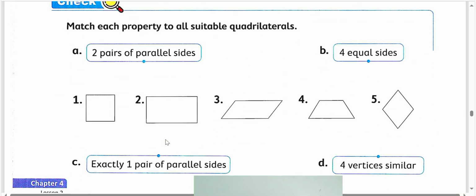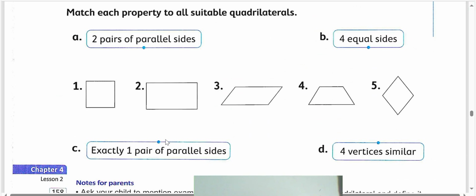Check with me. Match each to all suitable quadrilaterals. There are 2 pairs of parallel sides. For 2 pairs of parallel sides, you can tell me square, rectangle and parallelogram. Choose 1, 2, 3 and number 5. Letter B, 4 equal sides, where we can choose rhombus. Rhombus has 4 equal sides and square has 4 equal sides.